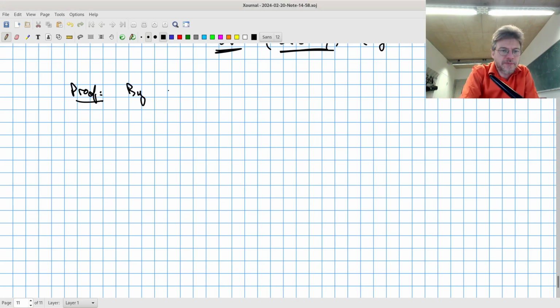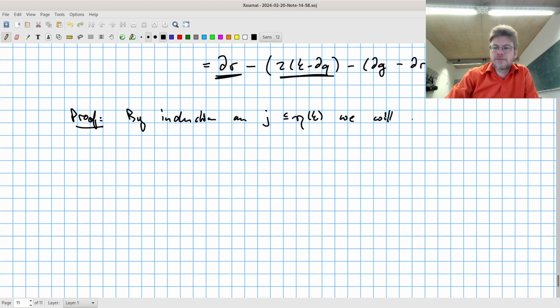By induction on j, bounded by eta of k, we will show the following. So we will show something that is a little bit prepared so that I can get more easily through the proof, but which also implies the statement in the theorem. The theorem is stated in such a way that it's easier to use. So I'm formulating the theorem here as follows.